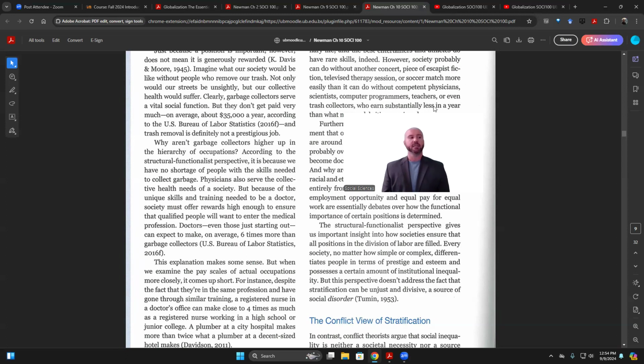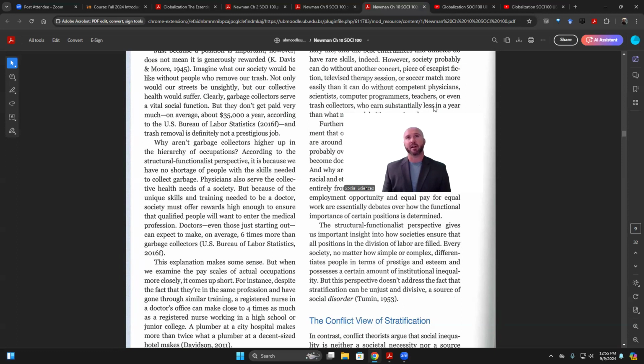But think about this. If you get rid of all garbage collectors, can you rely upon individuals to take their garbage or refuse to a garbage dump? Or who's even operating the garbage dump? How are we going to have widespread sanitation? So if we had a very unsanitary environment, because all garbage collectors are done away with in some way, shape, or form, at least we still have physicians to take care of all the sick people.